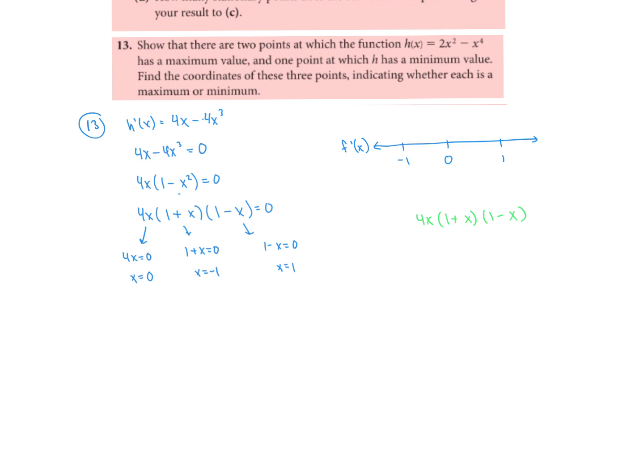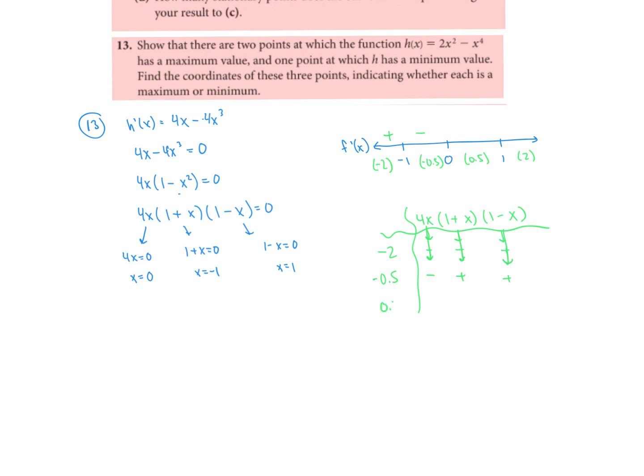So I need to choose a number less than negative 1. I'm going to choose negative 2. Between them, I'm going to choose negative 0.5, positive 0.5, and positive 2. Okay? So, if I plug in negative 2, this will be a negative, this will be a negative, this will be a positive. A negative times a negative times a positive is a positive. Now I'm going to plug in negative 0.5, so this will be negative, this will be positive, this will be positive, and a negative times a positive is a negative.